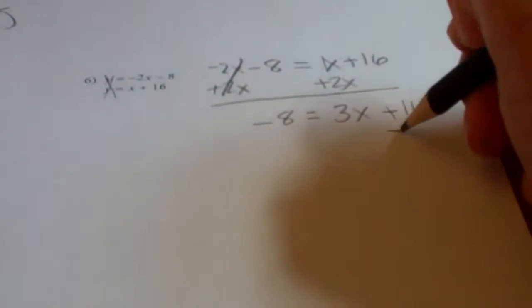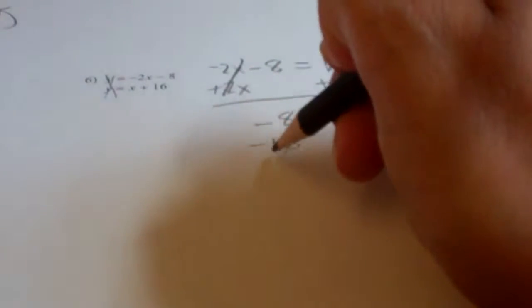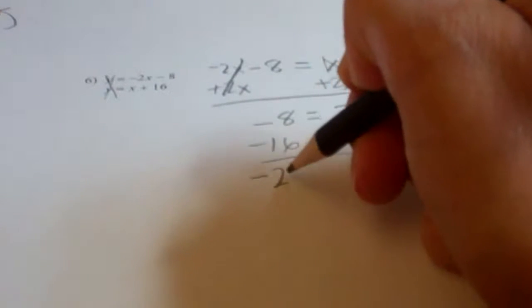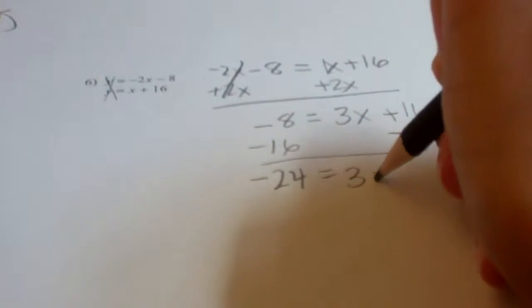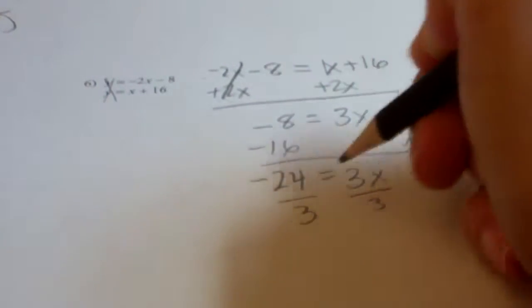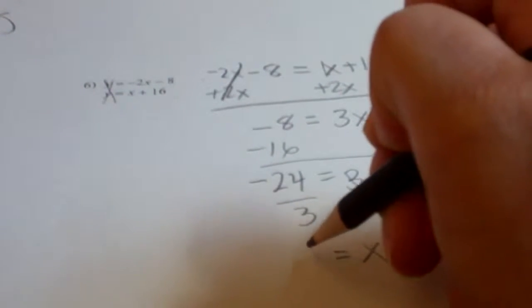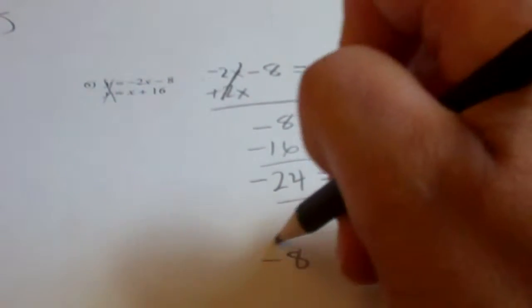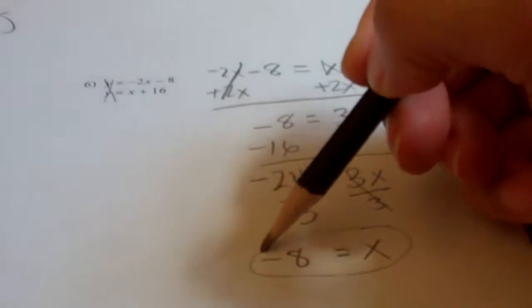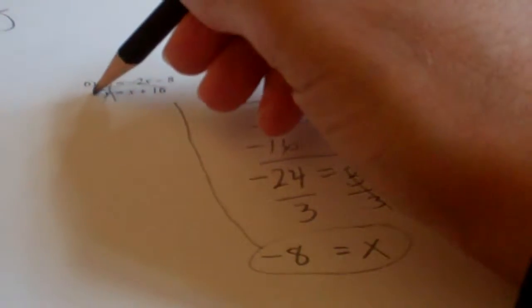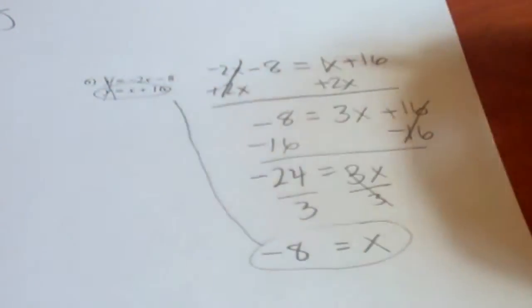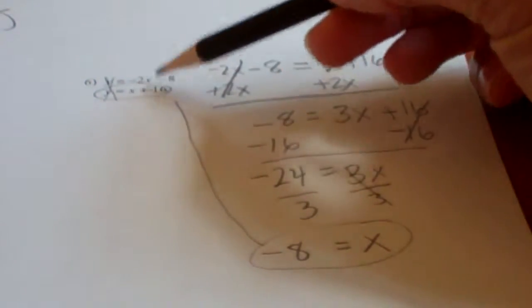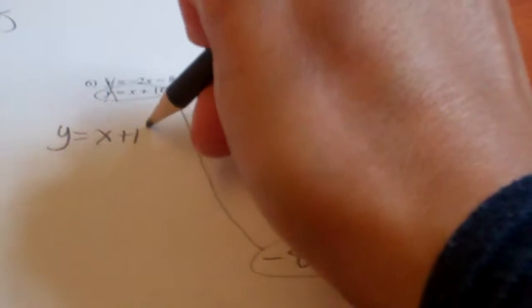Let's bring my 16 over to the other side by subtraction. I get negative 24 equals 3x. Divide both sides by 3, and my x equals negative 8. I have x. Let's go back up here. I'm going to pick this one. You can choose either equation, but this one's nice and simple because it's x plus 16. So we write it, y equals x plus 16.